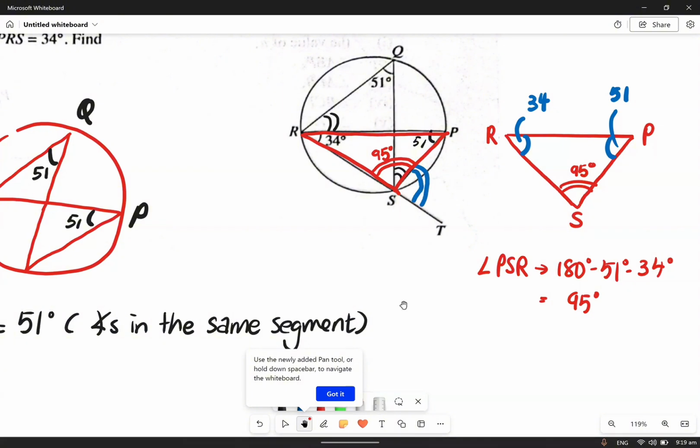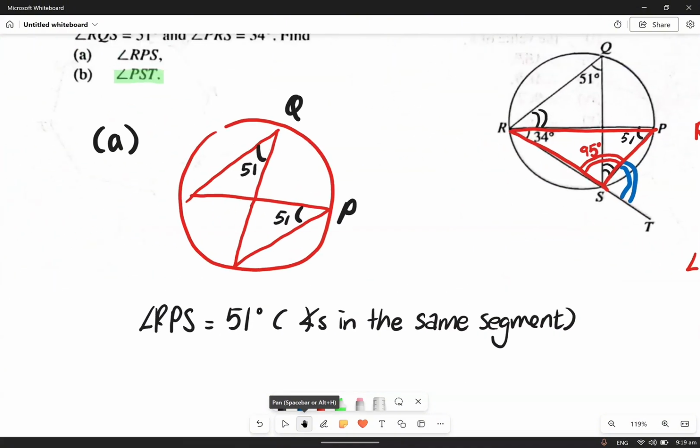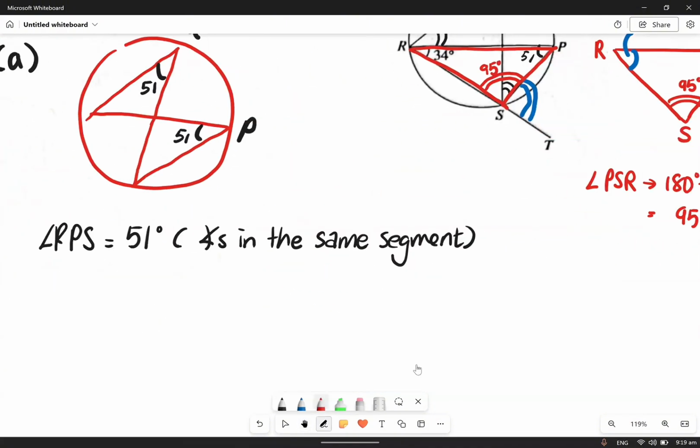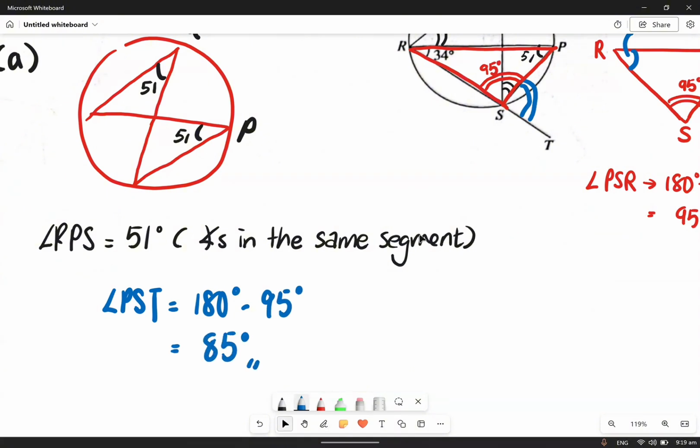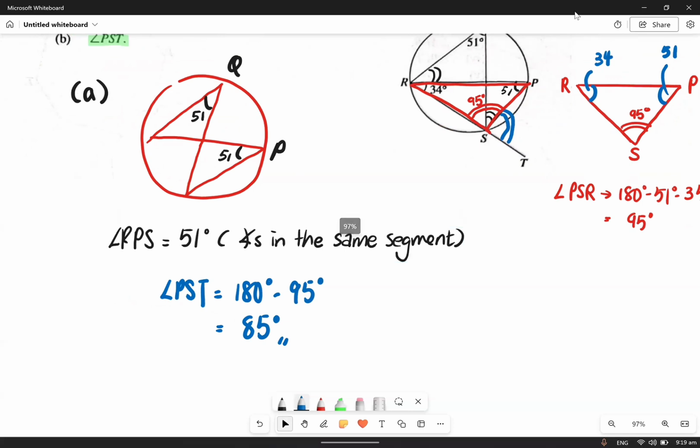I double line this in blue color. You can also use a different color to do it. In the exam it is also possible to do this in the diagram. Because the question says I want to find PST, right? You all understand? So angle PST becomes 180 degrees minus 95 degrees. That gives me how much? 85 degrees. And this is how you do a question like this.